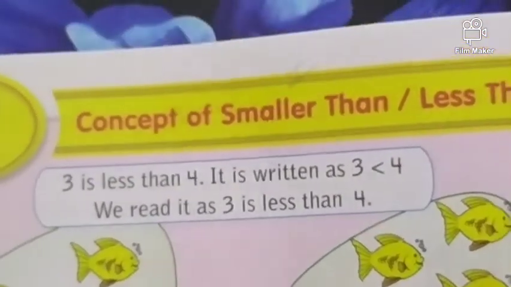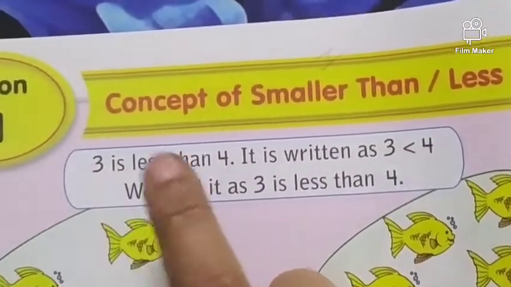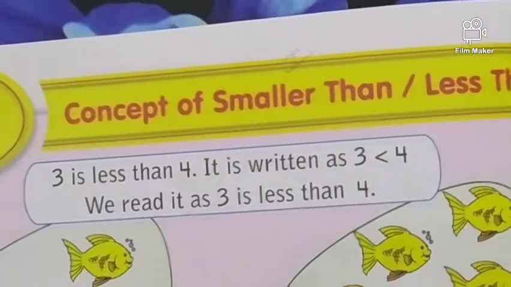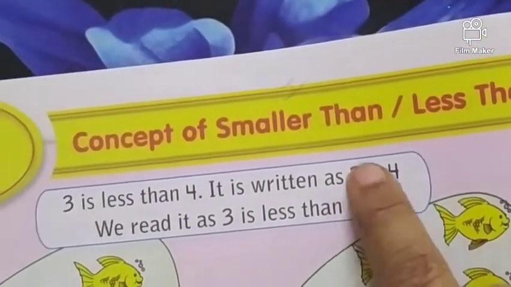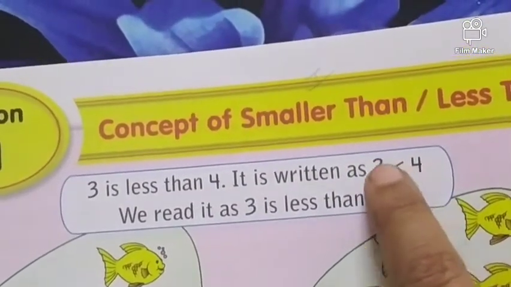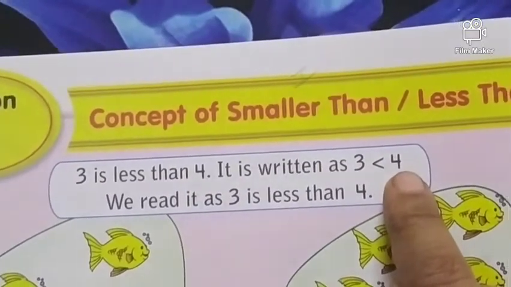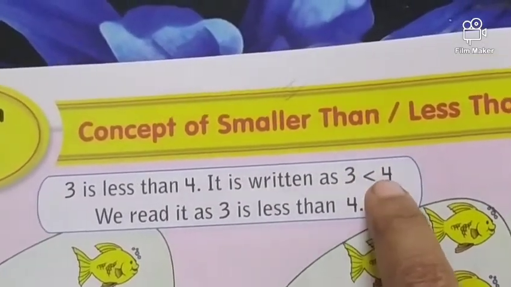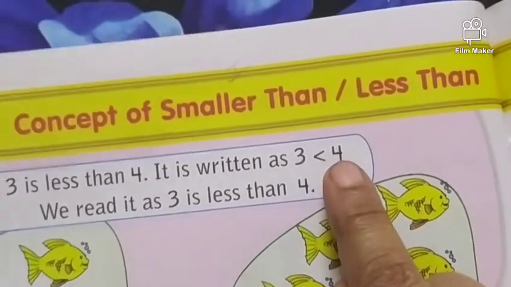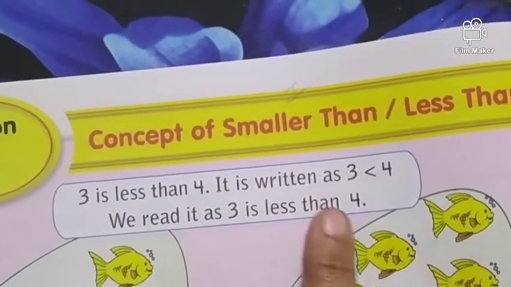Okay. Now read it. 3 is less than 4. Understood? 3 is less, 4 is more. It is written as 3 is lesser than 4. Now see, the sign is what? Reversed now. Why? Because the greater number is on this side. I always told you the open part of the sign faces the bigger, greater number. So 4 is greater. That's why this sign comes like this, and this sign is called lesser than. So how do we read? 3 is lesser than 4.